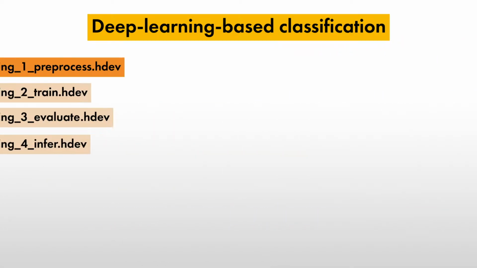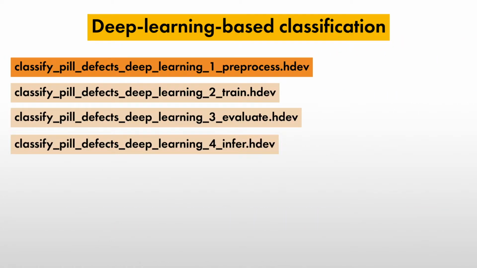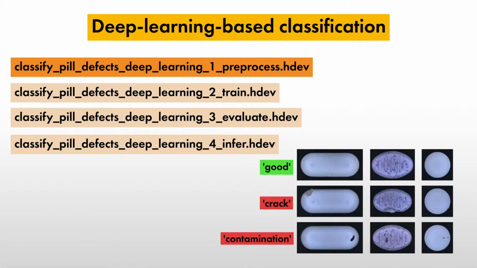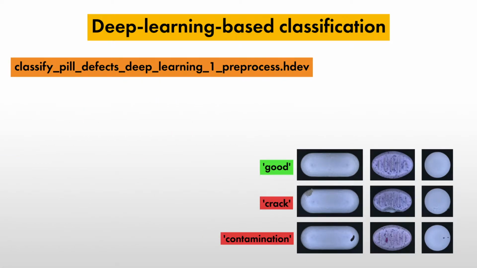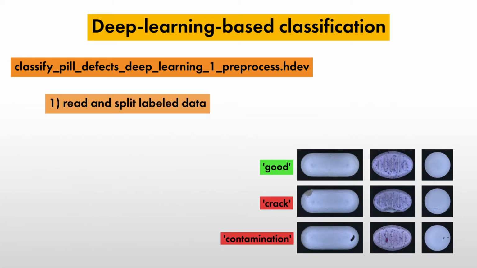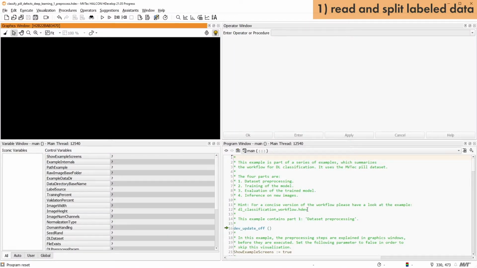Now, let's have a look at the aforementioned HDevelop example series. The ultimate goal of this application is to classify these pills with defects. In this video, you'll learn how to read and split labeled data, and how to pre-process the labeled data in preparation for training. Let's go through the example step by step.